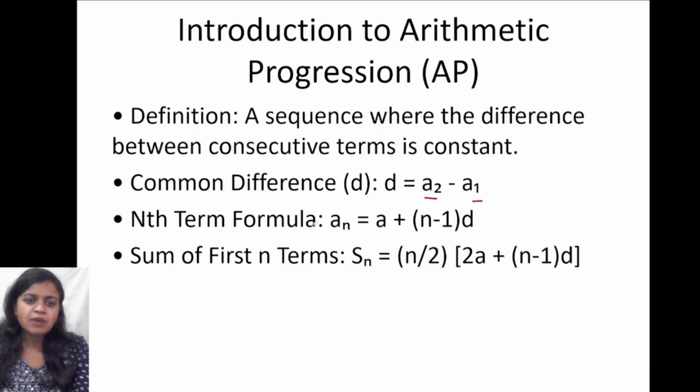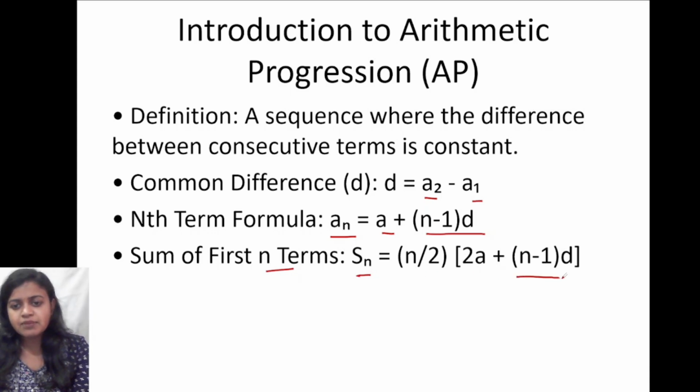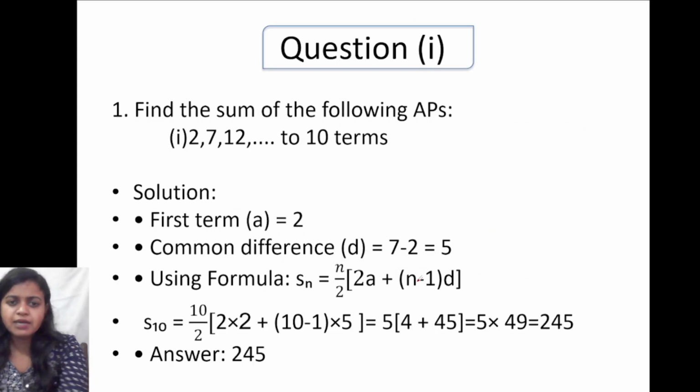And the nth term formula, which we call an, is an equals a plus n minus 1 into d. And the sum of the first n terms, Sn, is n by 2 into 2a plus n minus 1 into d. So these are the formulas to solve the maths.